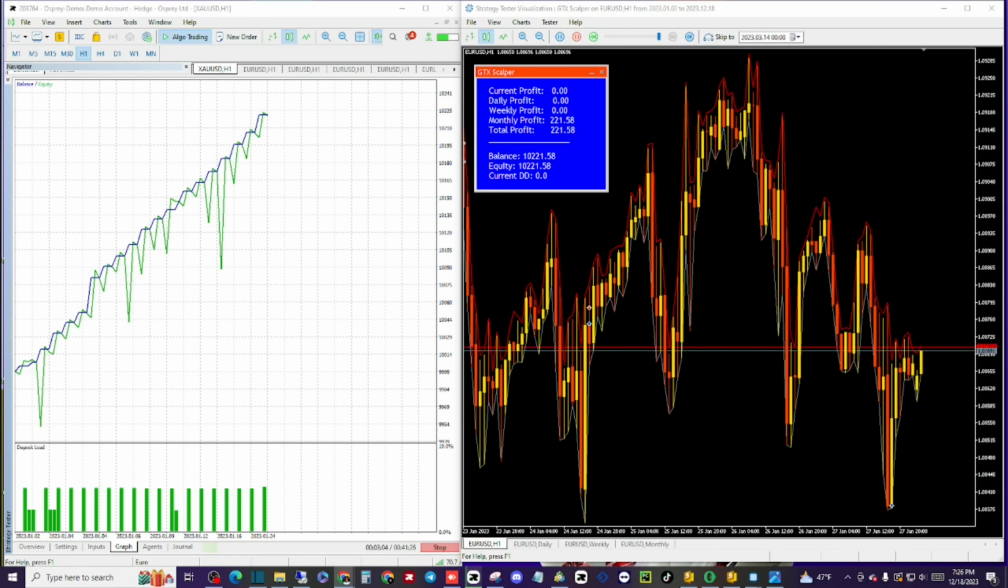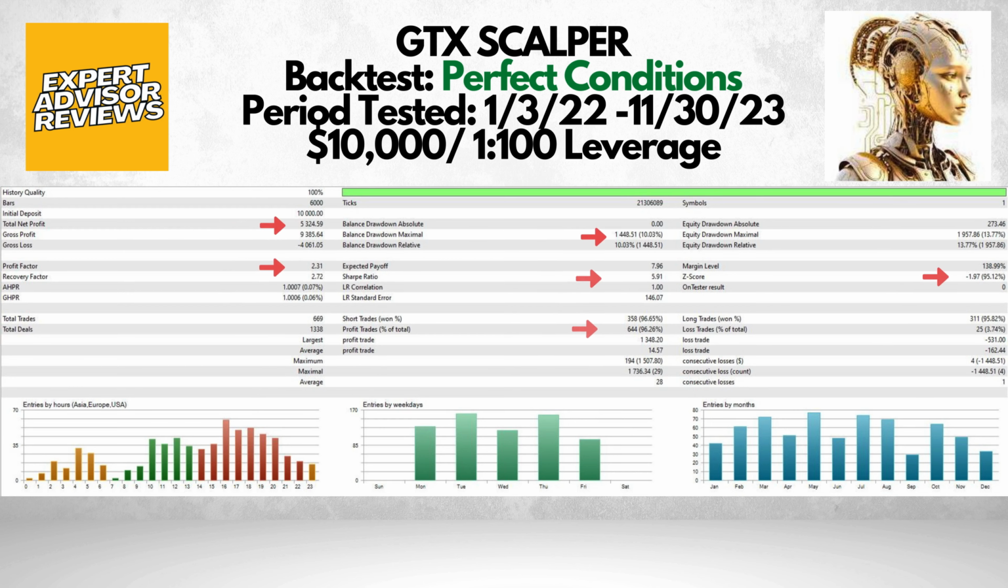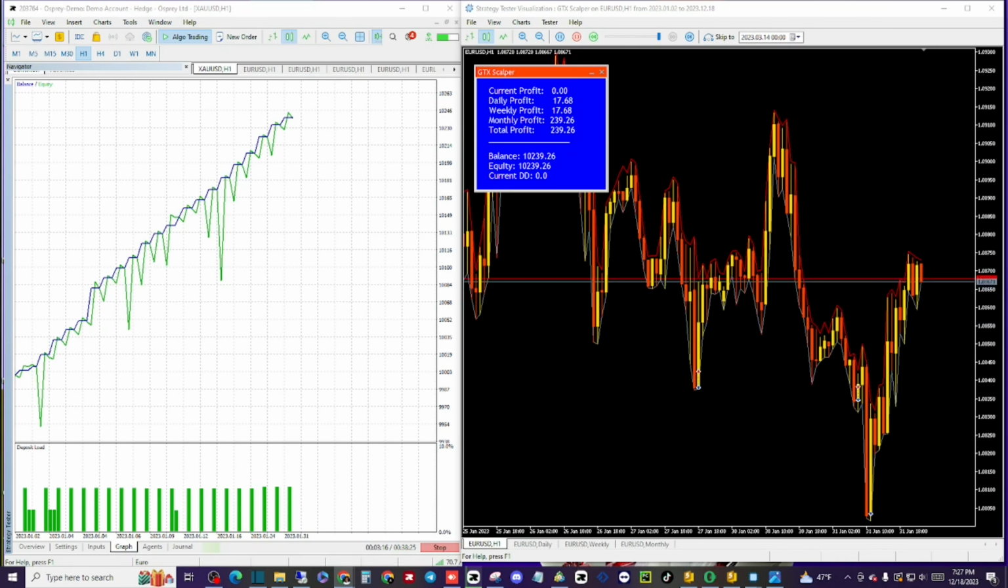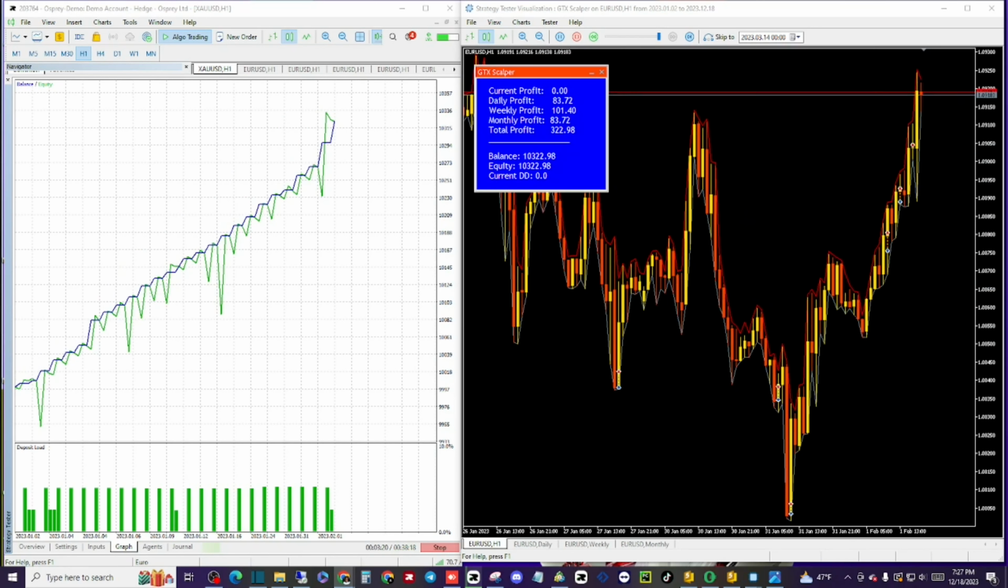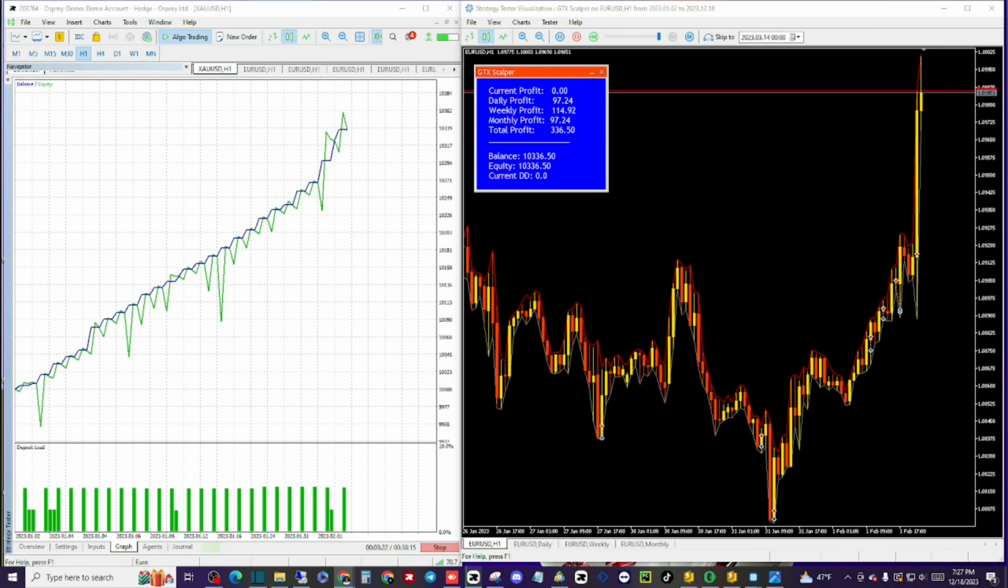In our perfect conditions test, the GTX Scalper performed on the elite level, profiting 96% of its trades with a balanced drawdown maximum of 10% and a profit factor over 2, and a 4-to-1 consecutive win ratio. When testing systems that win at that high of a level, I typically notice that they struggle when high spread and slippage are involved.